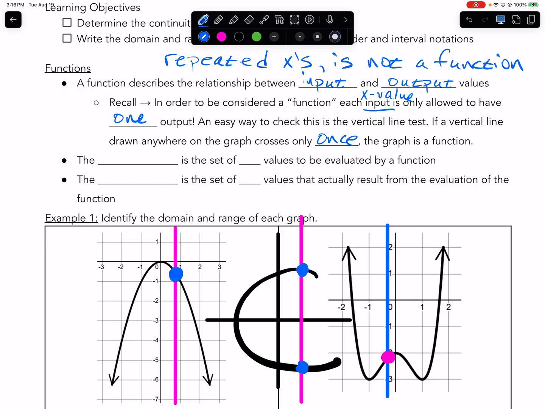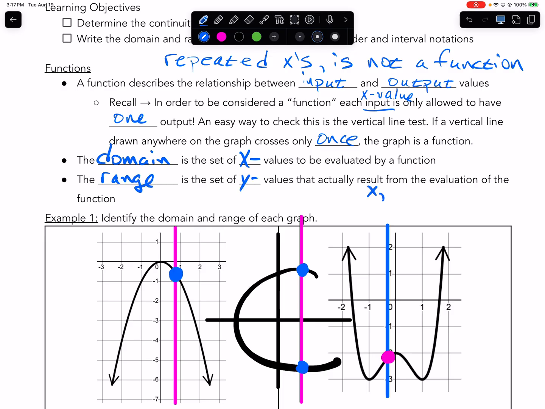So the domain is the next, oops, too big. Domain, make it bigger. What's domain, x or y values? Here's how you remember: range is y values.